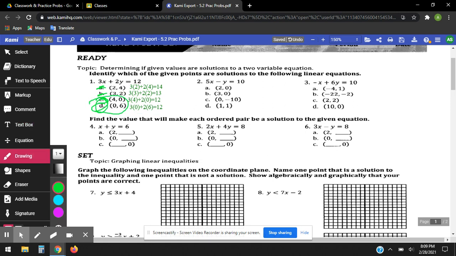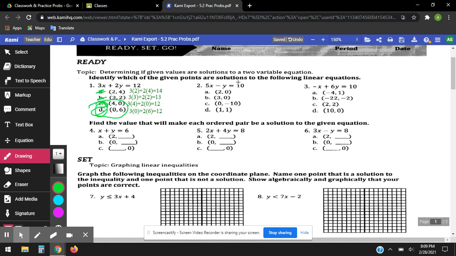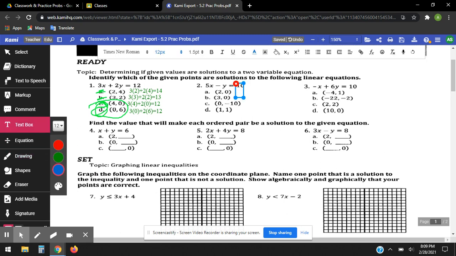All right, let's try number 2. 5x minus y equals 10. All right, let's do these guys. So first one, 5 times 2 minus 0 equals, well, 10 minus 0 is 10. So A works in this case.